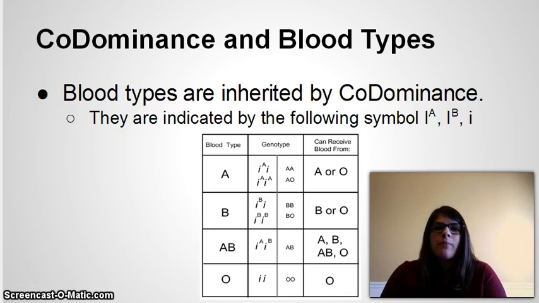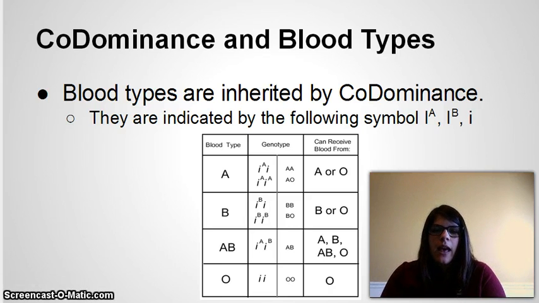A and B are both dominant. Now you can get the recessive form. You can have IA and little i, which is still going to give you the blood type A. Same with B. You can have IB and little i, which is still going to give you the blood type B. And that little i is known as a recessive form, which is O.